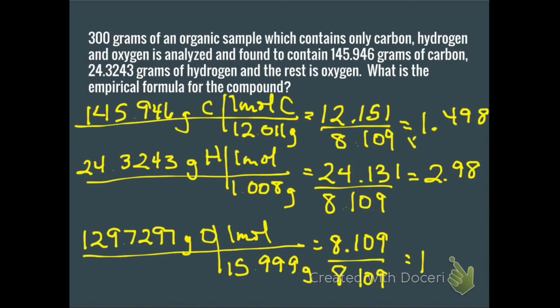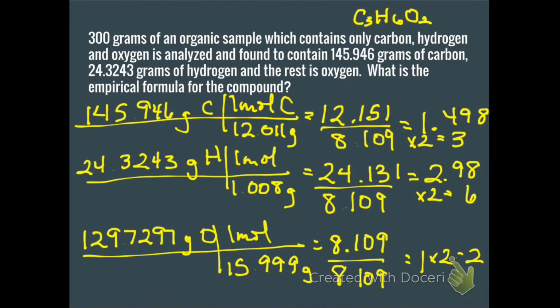So if we multiply that times 2, we're going to get 3. We multiply this times 2, so 2.98 rounds to 3, times 2 is going to be 6, and then 1 times 2 is going to be 2. Our empirical formula for this compound is going to be C3H6O2. That's our compound formula in its lowest terms.